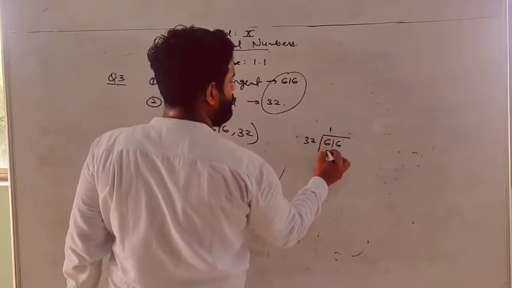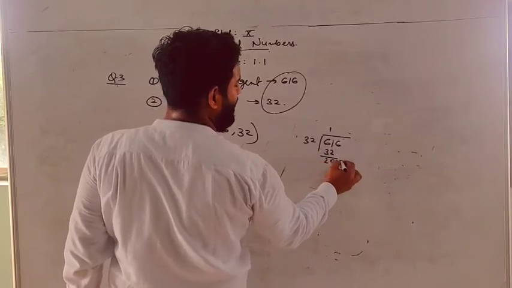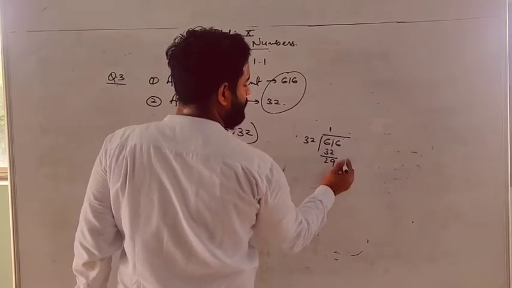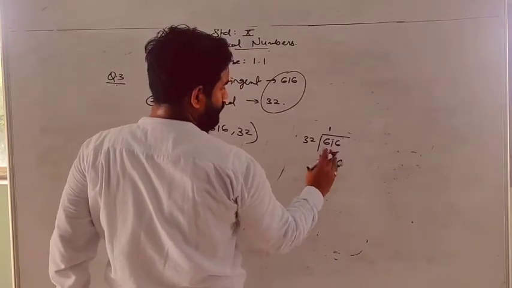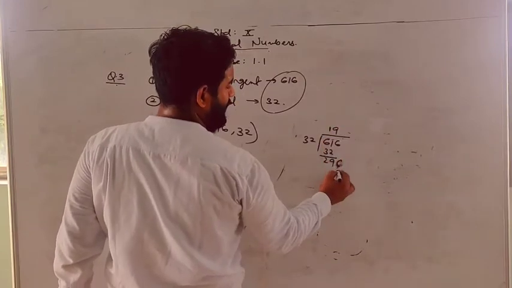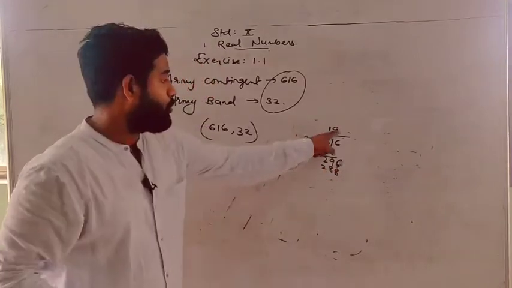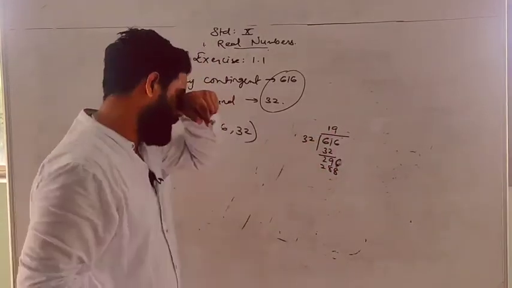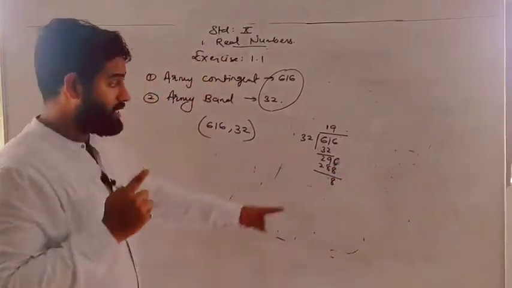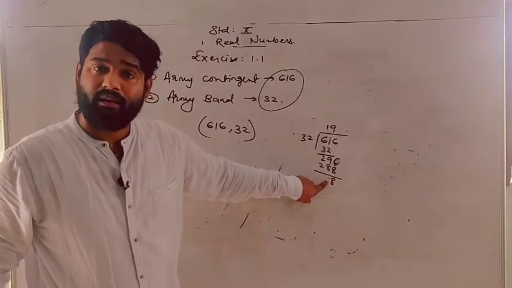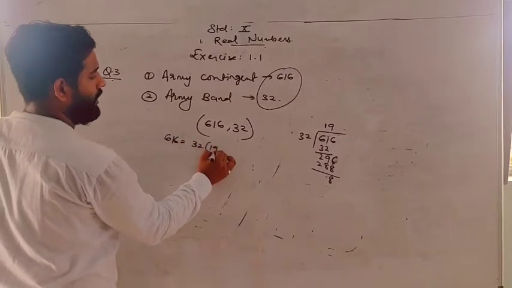32 ones are 32. 6 minus 3 gives you 2, and 96 comes down. Here, 9 will come. 9 2s are 18, 9 3s are 27, 27 plus 1, 28. So 16 minus 8, 8. That is your remainder. So how can this 616 be represented? It can be represented as 32 into 19 plus 8.